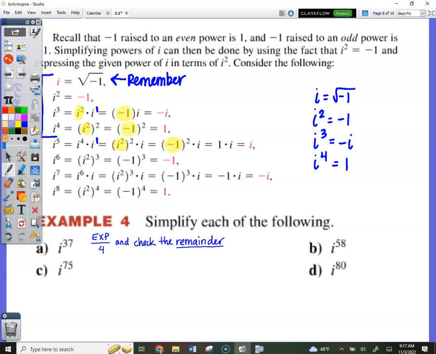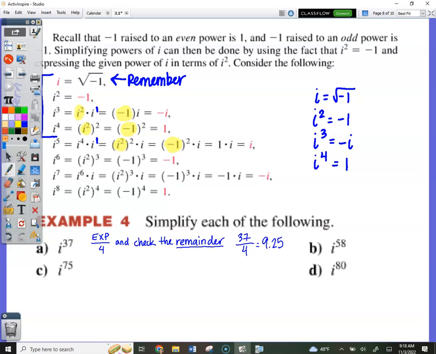All right, so here we go. 37 divided by 4 is 9.25. Okay, if it had gone nicely, let's say it was 36 divided by 4. That's just 9, right? That means there's no remainder. Remainder would be 0. So you would go back and calibrate it and say, what's i to the 0 power? That's 1. Anything to the 0 power is 1.